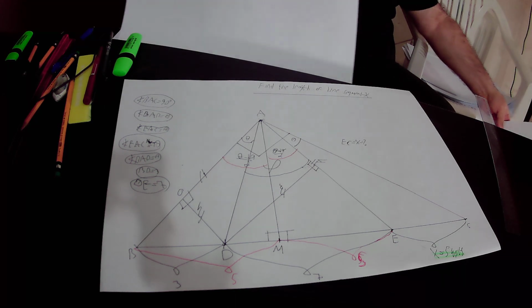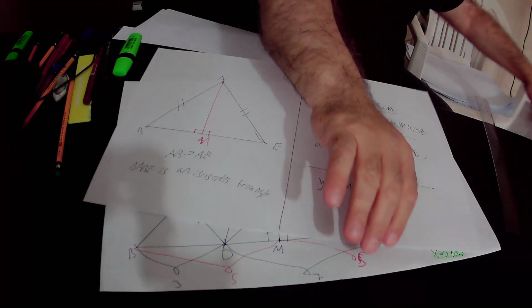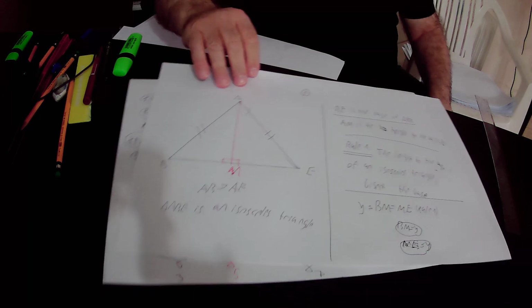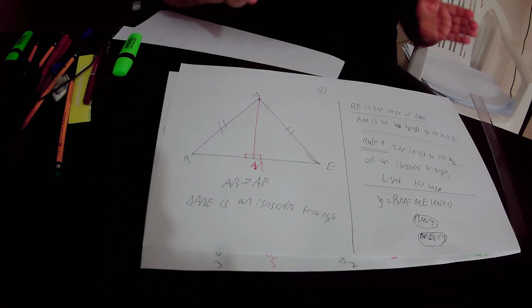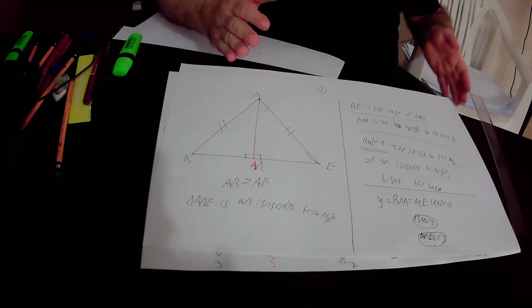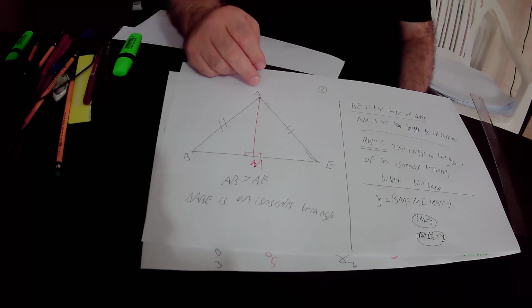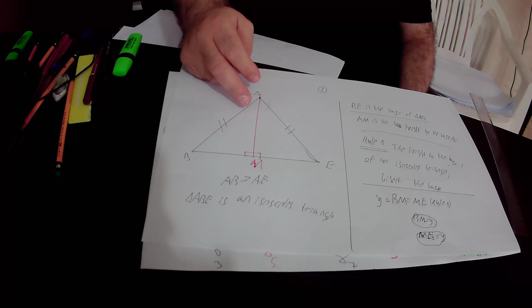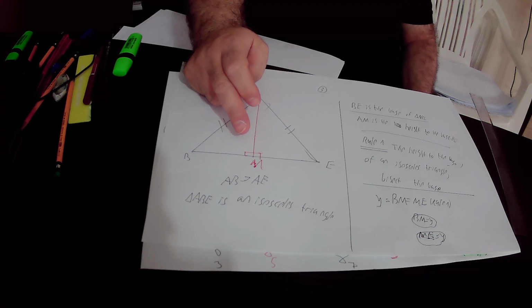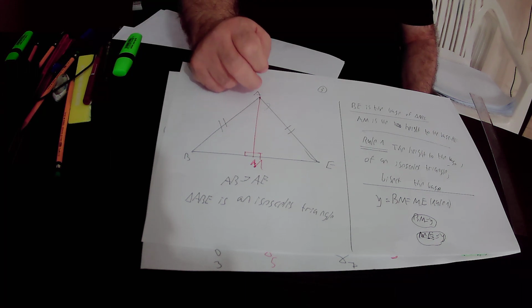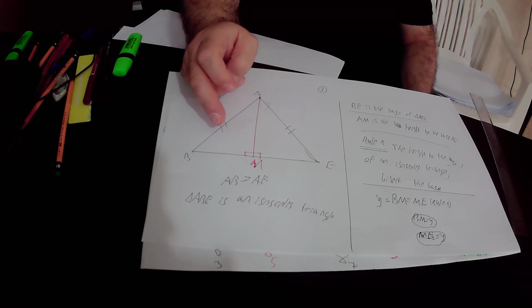Then we focus on the right triangle ABE. In this right triangle, AB equals AE, therefore triangle ABE is an isosceles triangle. We have AM perpendicular to BE, and because AM is perpendicular to BE, it means that AM is the height to the base BE.